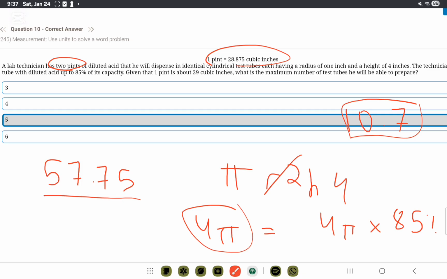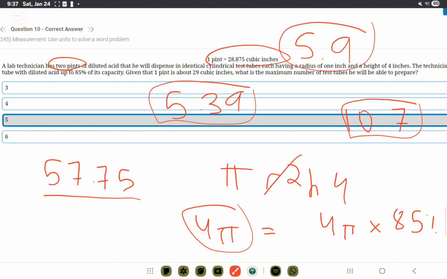Okay, so you get 5.39. Okay, so now this is how much you can fill with 85%. Now, you cannot round it. Even if it was 5.9, you can't round it. Why? Because we're seeing how many complete test tubes he can use to the 85% extent. In reality, you can't fill 5.5 fully prepared, so it's 5.